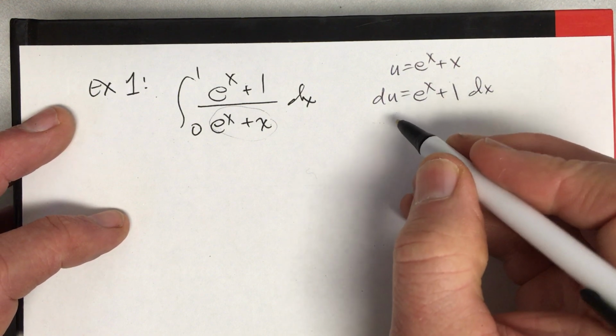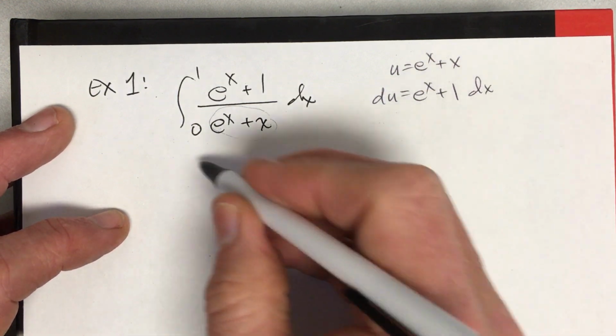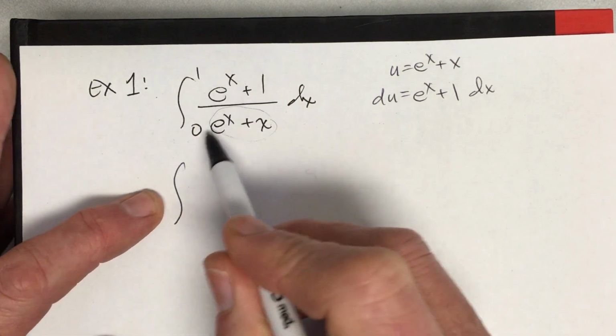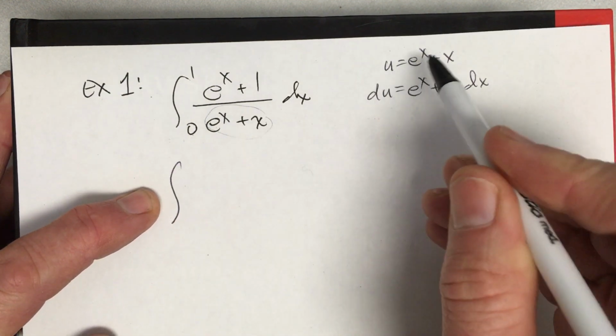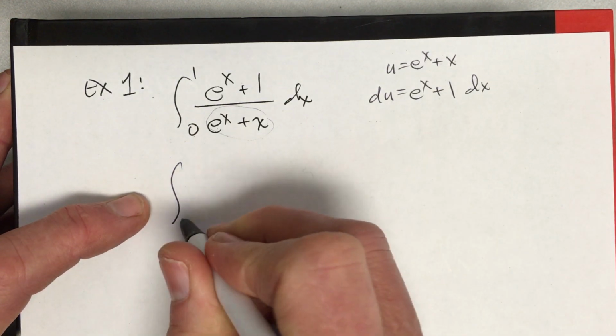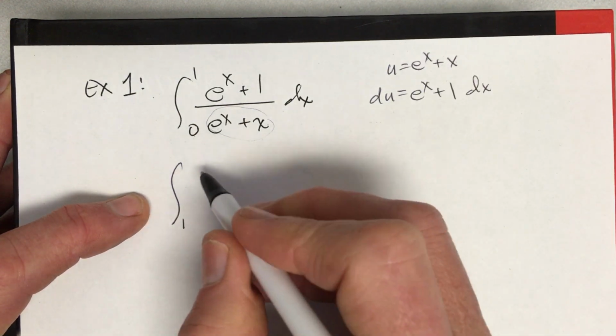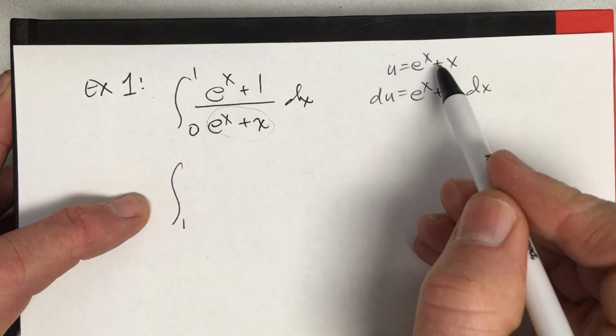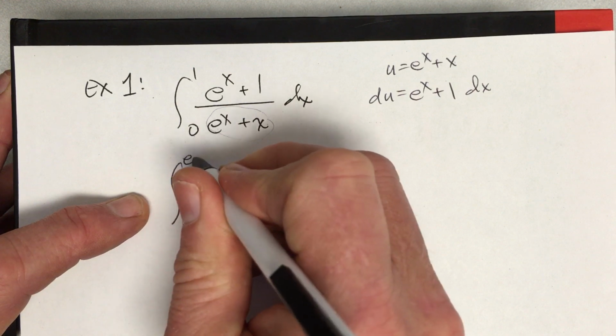I then will make the substitution for the limits. I'm going to substitute 0 where it's e to the 0 plus 0. So e to the 0 is 1 plus 0. And then when I substitute in 1, e to the 1 plus 1 is just e plus 1.